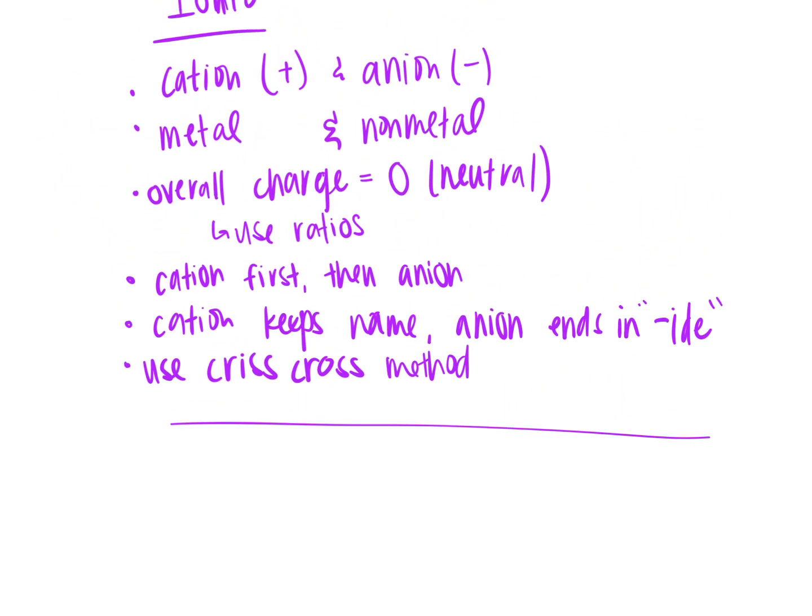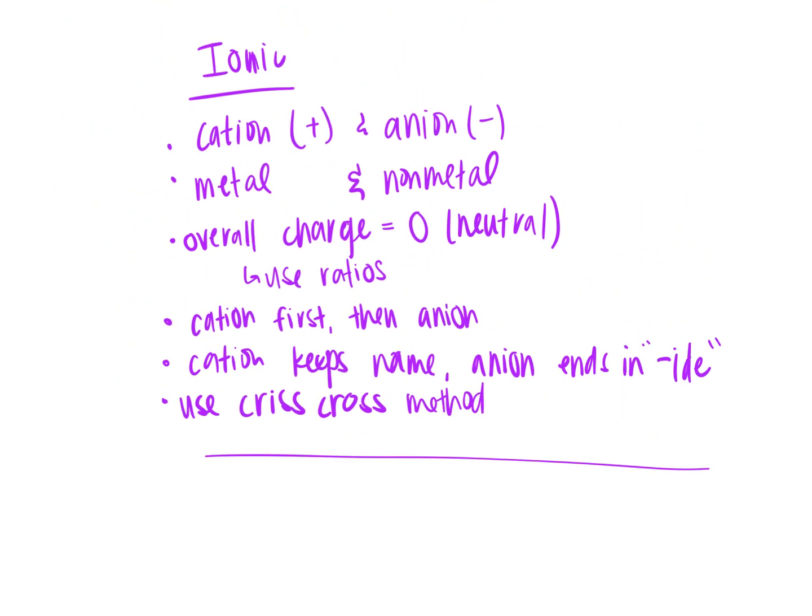So we kind of reviewed everything we know about ionic compounds. It's between a cation and an anion. It's got a charge of 0. We have to always let the cation go first. It gets to keep its name, and the anion goes second, and it ends in IDE. So let's do a couple practice here.